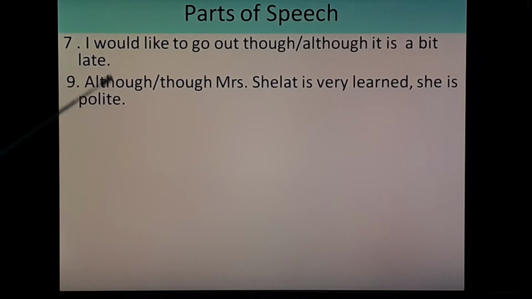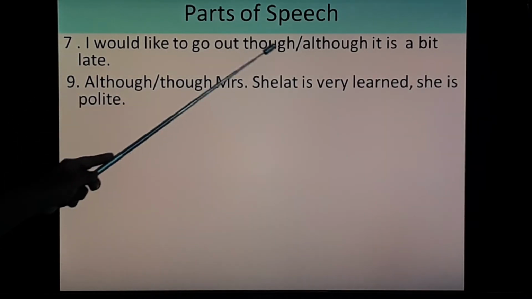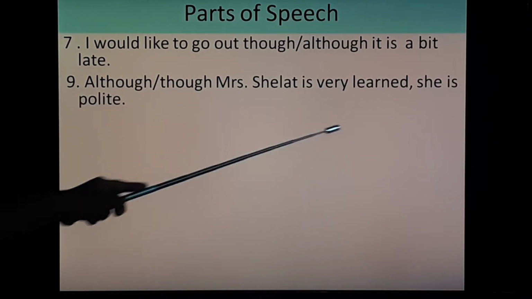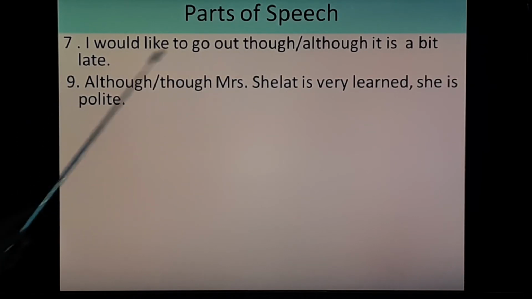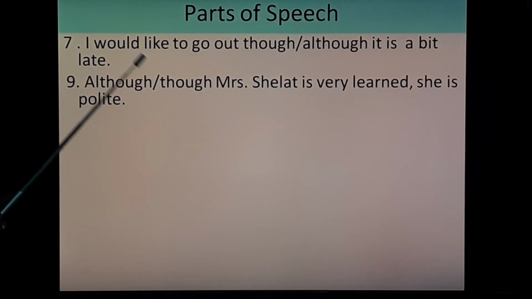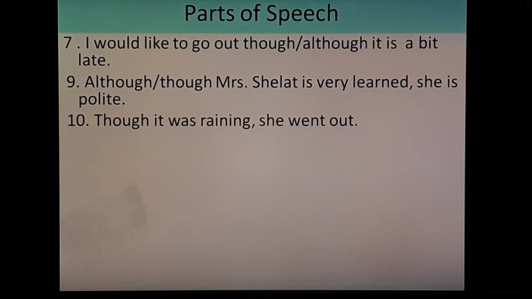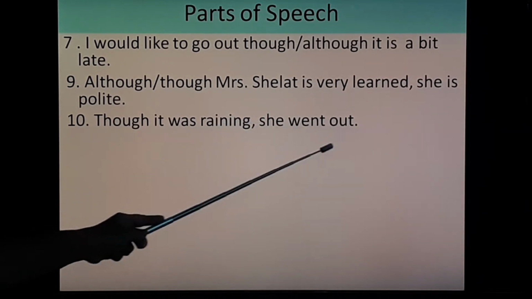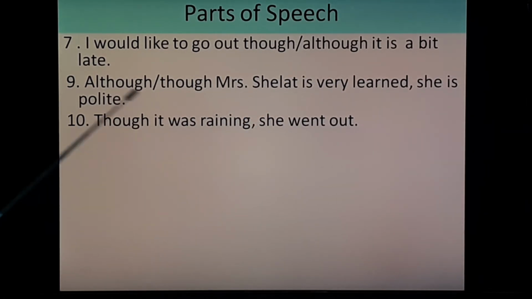Though or although Mrs. Charlotte is very learned, she is polite. So contrasting ideas, that's why although or though is given. Though it was raining, she went out. Contrasting ideas. That's why though is mentioned. Instead of though, you can use although also.